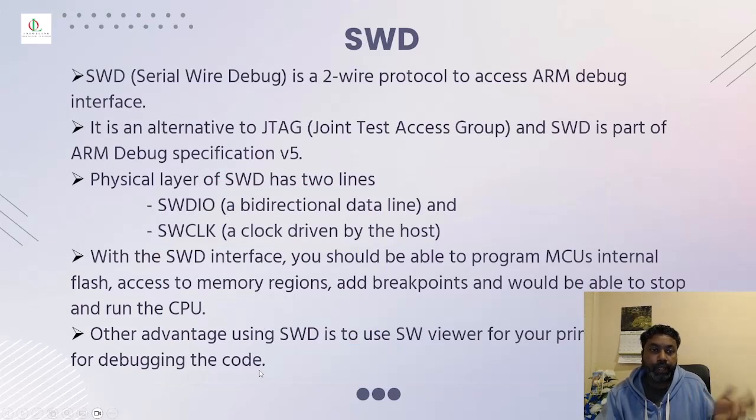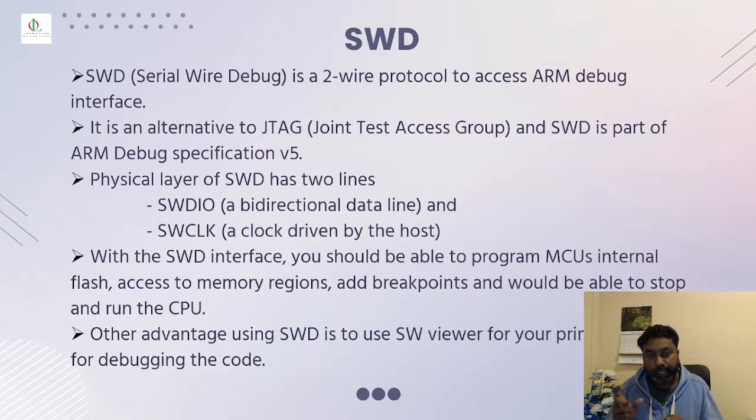So as I said earlier, SWD stands for serial wire debug. It's a 2-wire protocol to access the ARM debug interface. It's an alternative to JTAG, Joint Test Action Group, and SWD is a part of ARM debug interface specification version 5. It has 2 physical layers and it has 2 lines.